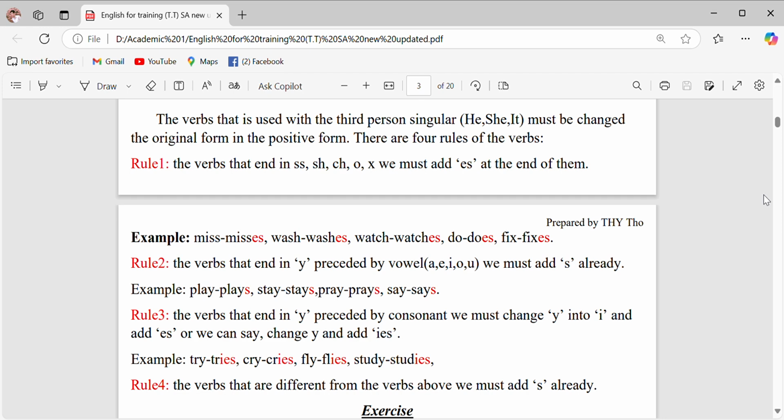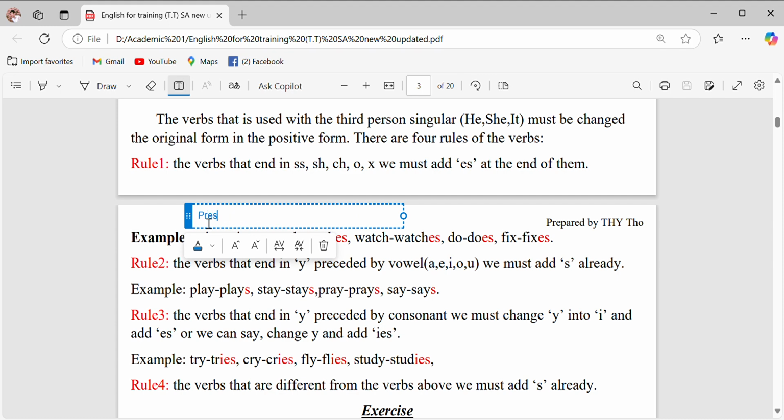Okay, this is the next video, where I'm going to talk about how to use the verbs in the third person singular in the positive form. All the verbs that follow this rule, we can use with the present simple in positive form with he, she, it. Everyone, please take a look at this. This form is meaningful only for the positive form in present simple.